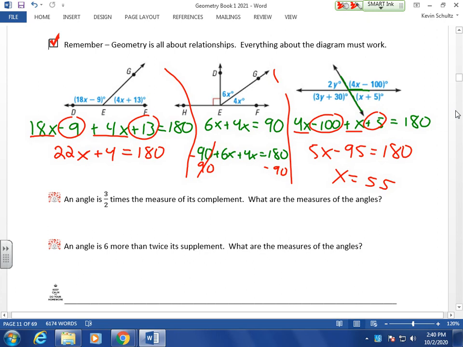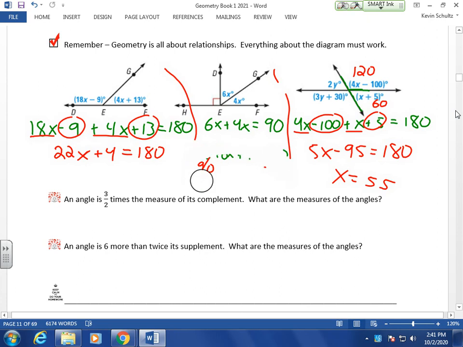55 plus 5 is 60. 4 times 55 minus 100 is 120, which is good news for us because what's the sum of 120 and 60? 180, exactly what it should be, right? If we'd solved for x incorrectly and plugged that in here, and we got something like 110 and 50, well, that's not 180. We know that would not be right because it has to work.